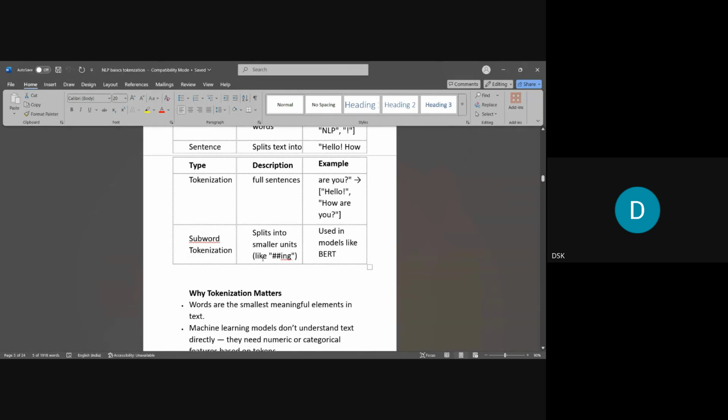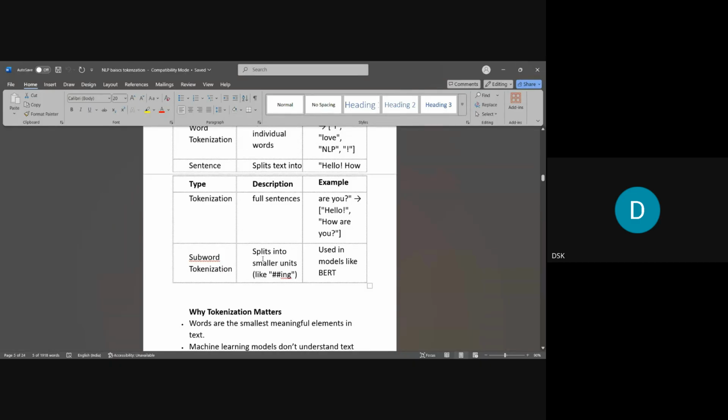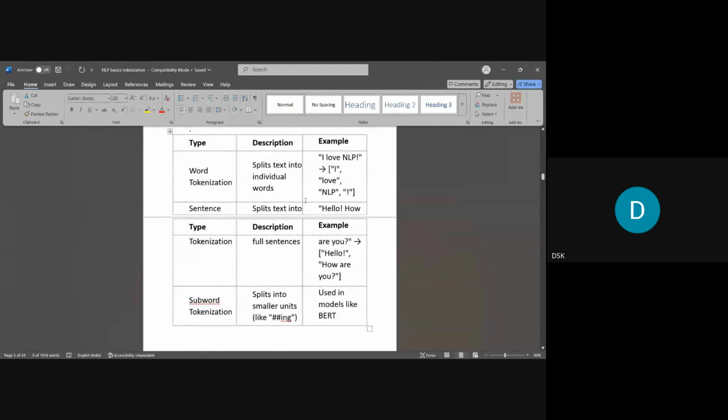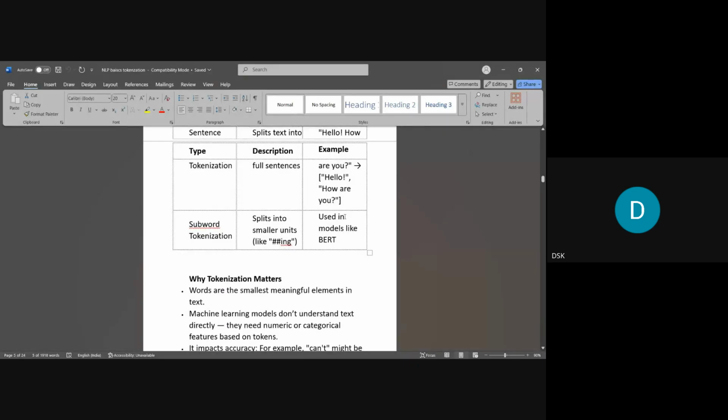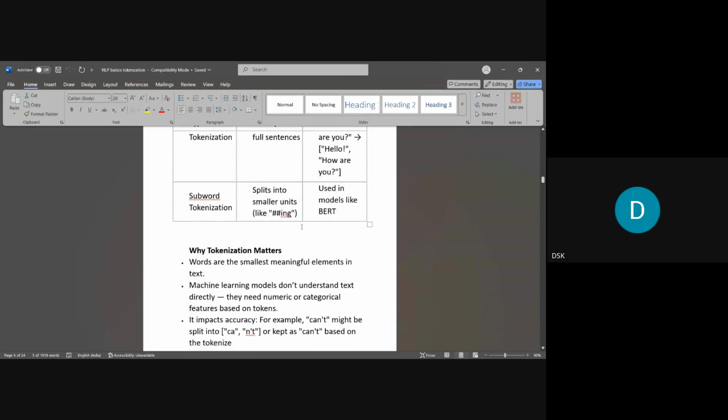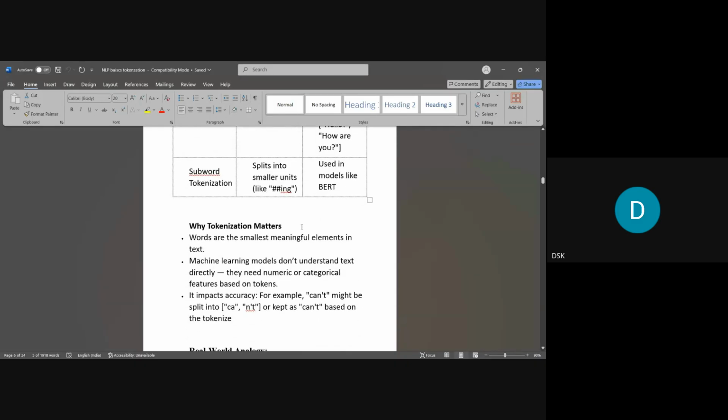And subword tokenization is also there. It splits into smaller units. As you can see, they are splitting into smaller units as well, and they are used in models like BERT, etc. And so why does tokenization matter?